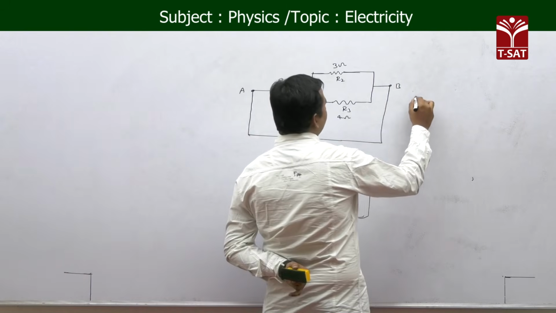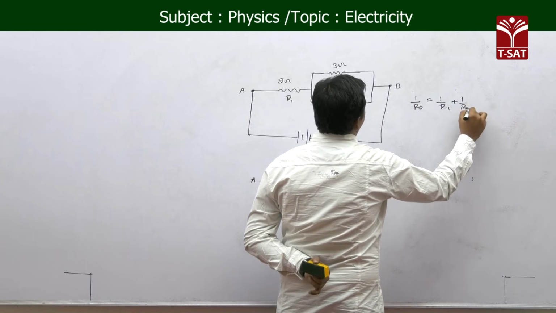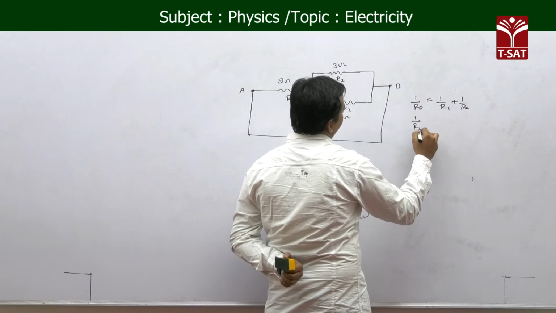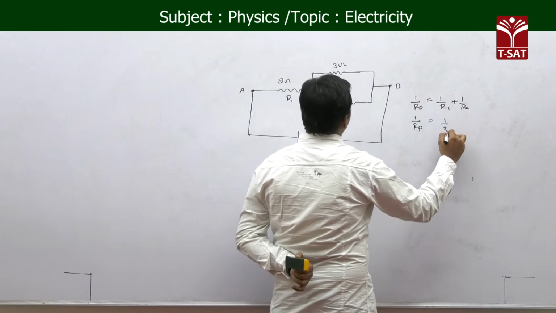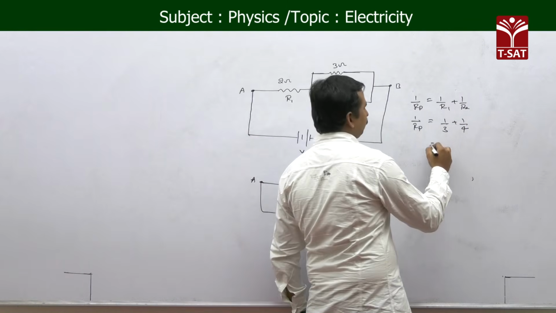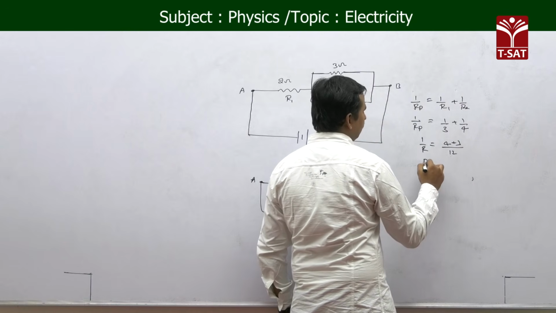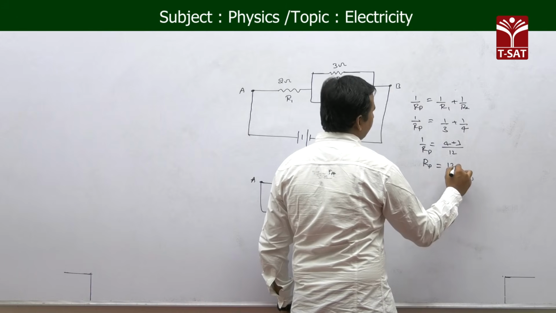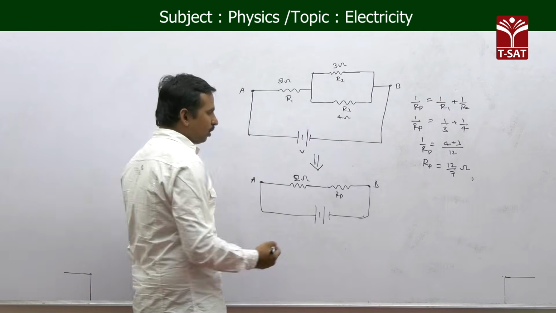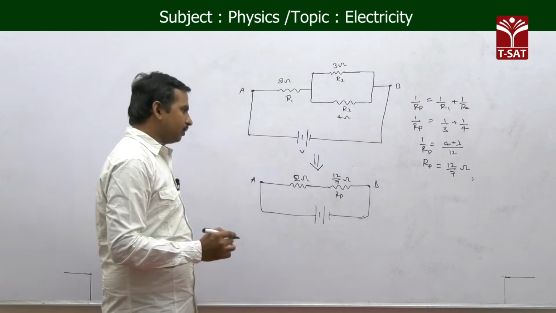Then 1 by Rp is equal to 1 by R2 plus 1 by R3, as we know. So 1 by Rp, where Rp is the resistance when connected in parallel, is 1 by 3 plus 1 by 4. If you take the LCM of 3 and 4, which is 12, it is 4 plus 3 over 12, so 1 by Rp is 7 by 12. Then Rp becomes 12 by 7 ohms. Now we got the Rp value, which is 12 by 7 ohms.